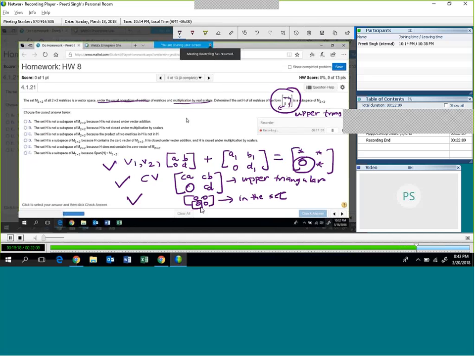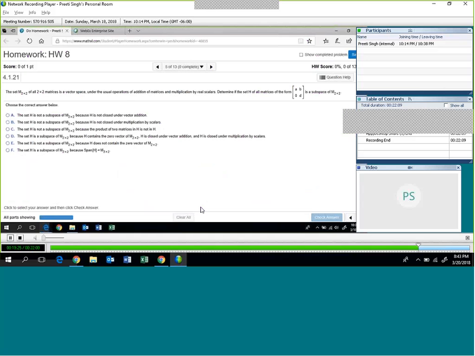Okay. Similarly, you can talk about lower triangulars, and also diagonals as well. They all are subspaces of the big set.